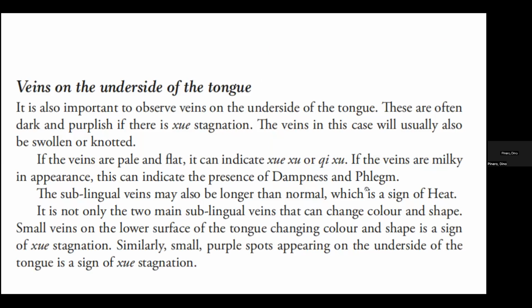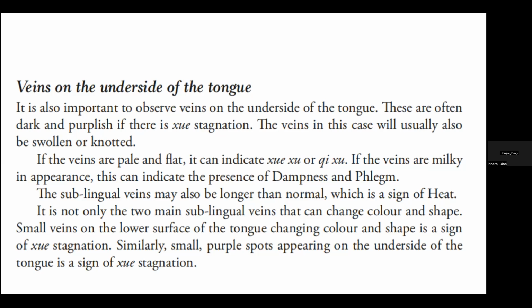Next, we have the veins on the underside of the tongue. It is also important to observe veins on the underside of the tongue. So kailangan observe din natin yung mga veins sa ilalim ng tongue. There are often dark and purplish if there is blood stagnation. So pag present yung blood stagnation, it could be dark and purplish. The vein in this case will usually also be swollen or knotted. So medyo maga or knotted.